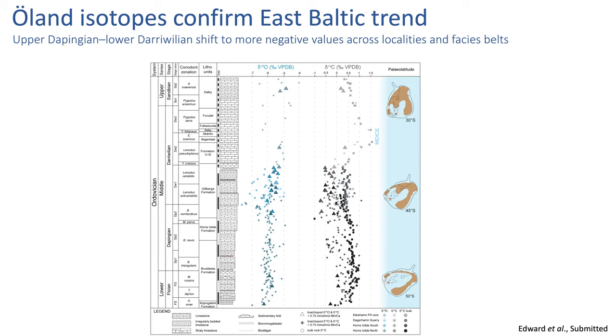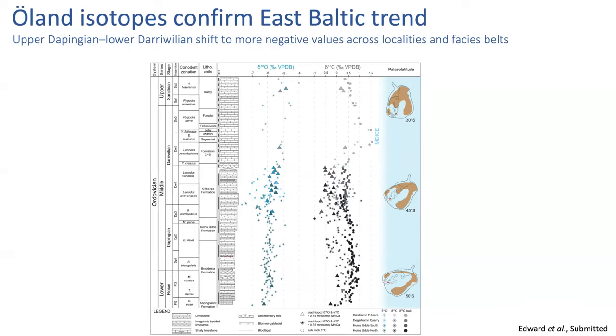So really, we seem to have a good indication of the onset of an ice age, both based on biophases and on stable isotopes through this part of the basin from the eastern Baltic and Russia and into Sweden also.